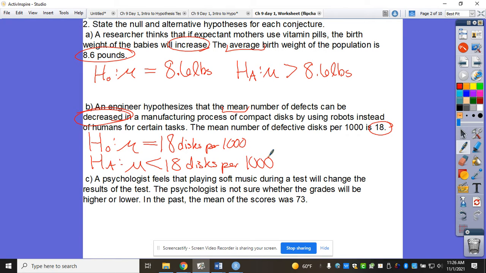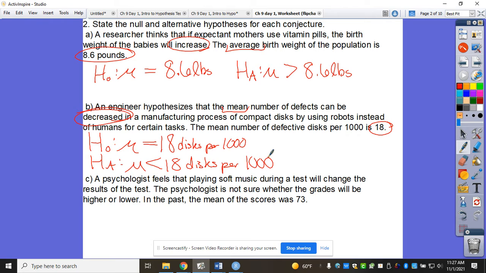So I'm not making you define your parameters in this worksheet. But if we defined a parameter here, we would say let mu be what? Average birth weight of babies. It didn't say anything more descriptive than that. Here it would be let mu be the mean number of defective discs per 1,000. So in your homework, you're actually going to have to write that part of it. I'm not going to waste my time doing it for the worksheet, but make sure you are also defining it for your homework.